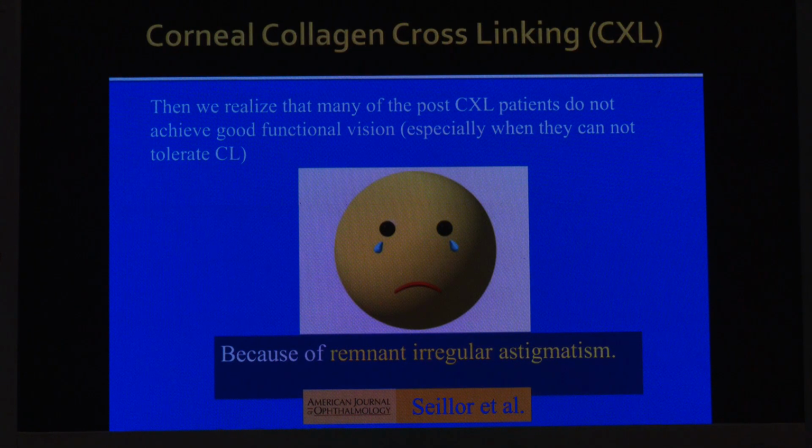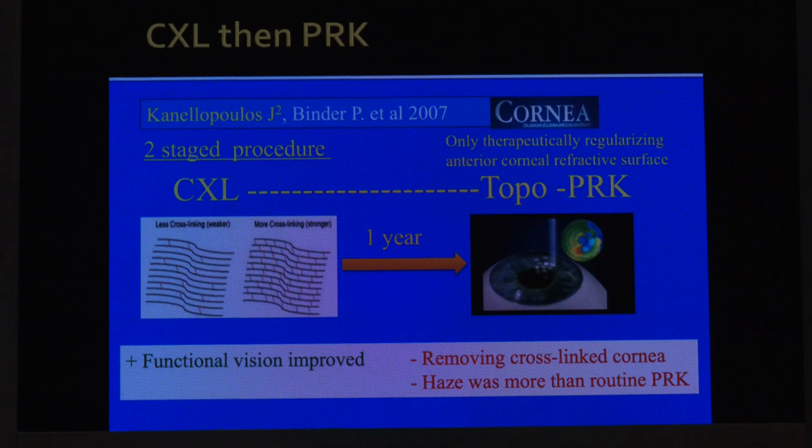So then we realized that many of our post-CXL patients do not achieve good functional vision, especially if they cannot tolerate contact lenses, and that's because of the remnant component of irregular astigmatism. To get over this remnant irregular astigmatism, Kanellopoulos et al. devised a two-stage approach in which first they did a cross-linking to stabilize keratoconus, and about 1 year after cross-linking they did a topo-guided treatment to regularize the anterior refractive surface so as to improve functional vision.